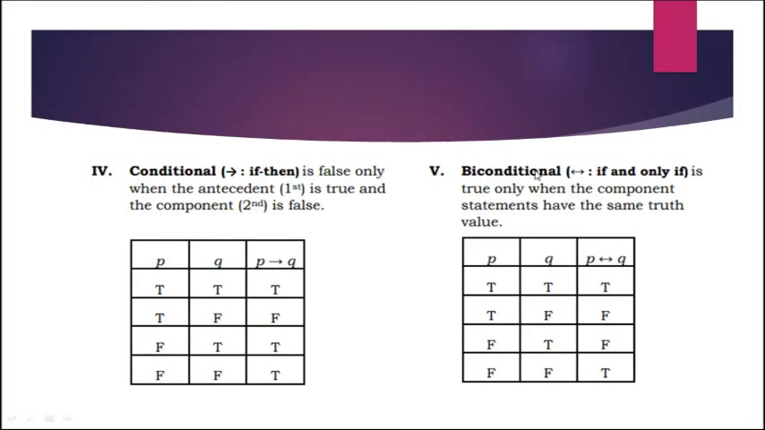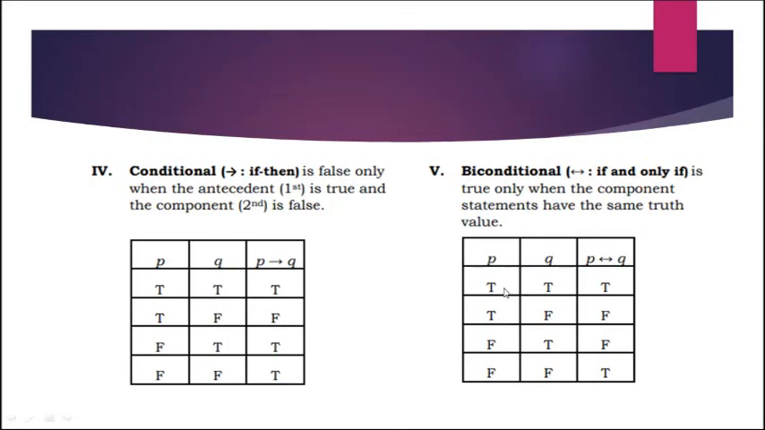Next, you have your biconditional statement. If and only if. Okay? Sabi dito, it is true only if the component statements have the same truth value. Okay? If they have the same truth value. So we have your statements P and Q.